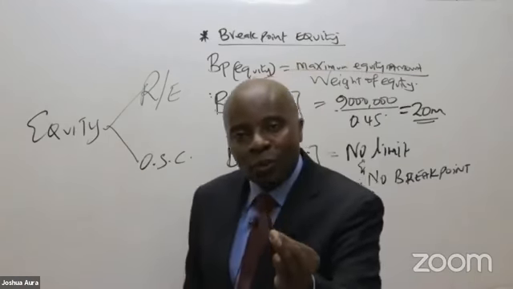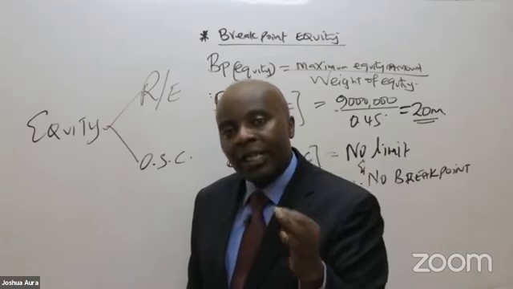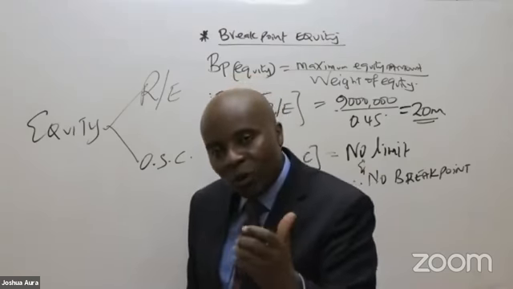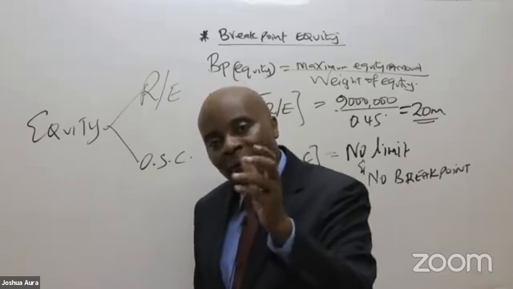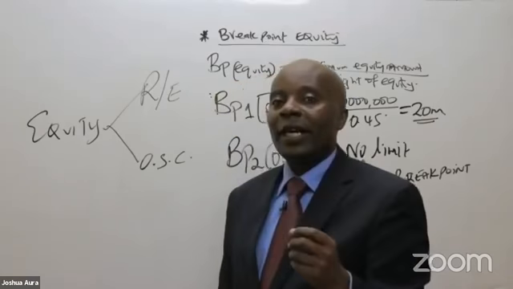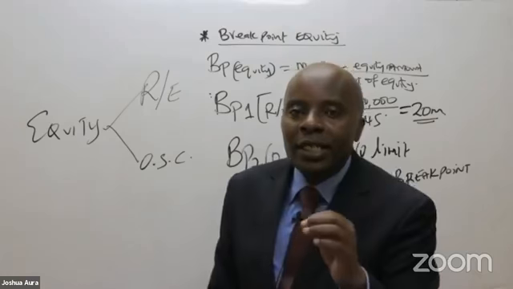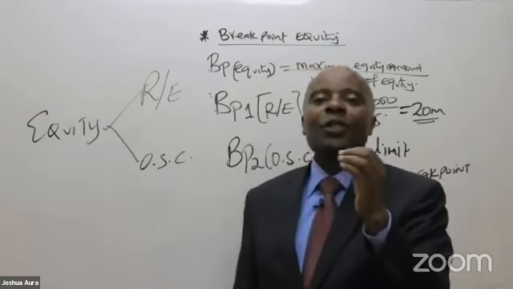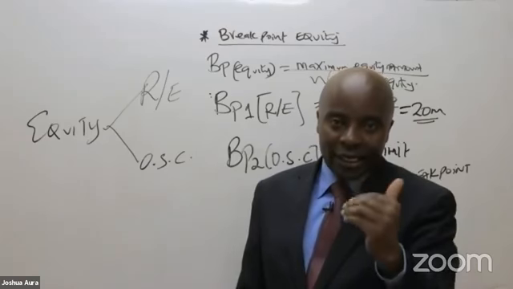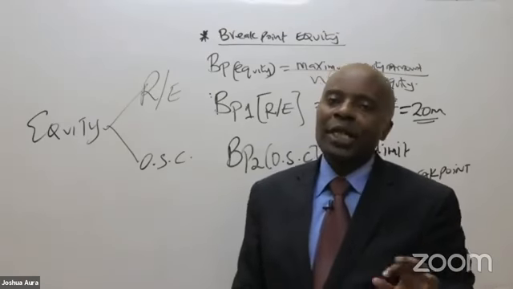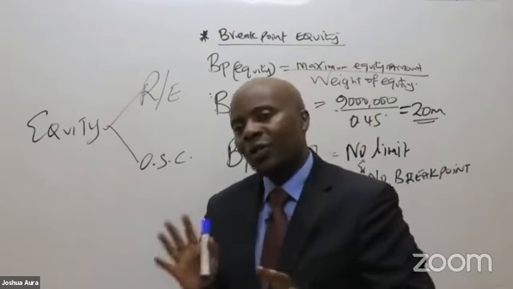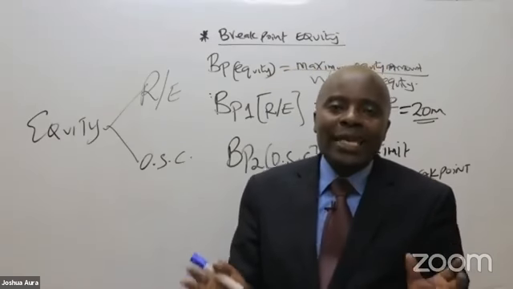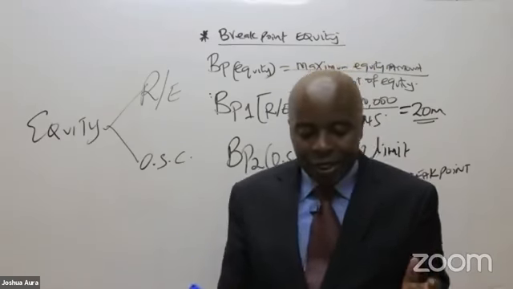Remember, for us to be able to compute a breakpoint, there must be a specification. There must be an amount in that particular source that has been specified. Like for retained earnings, indeed, they did specify for us the 9 million Kenya shillings, which was available under retained earnings. But for ordinary shares, they've given us flowery language, very great language. But at the end of the day, they haven't specified any amount for us under ordinary share capital.